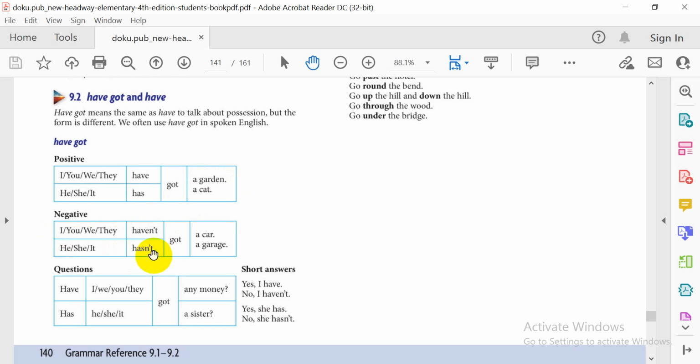Negative: only put not after have or has, and after that put got. A question: you must change the place of the have, you put it at the beginning of the sentence and complete the sentence.